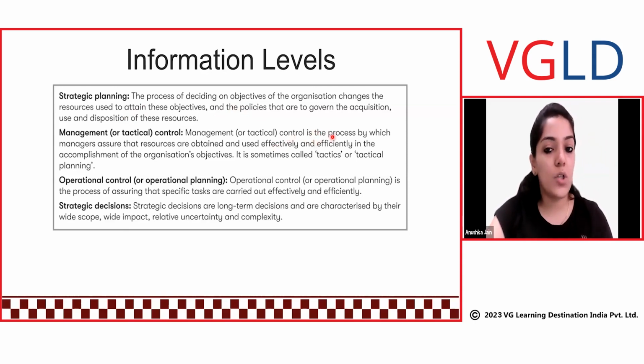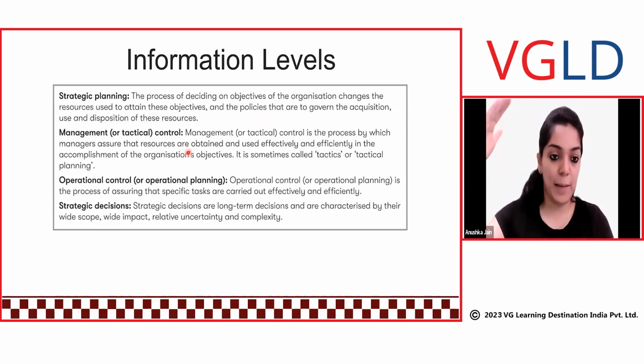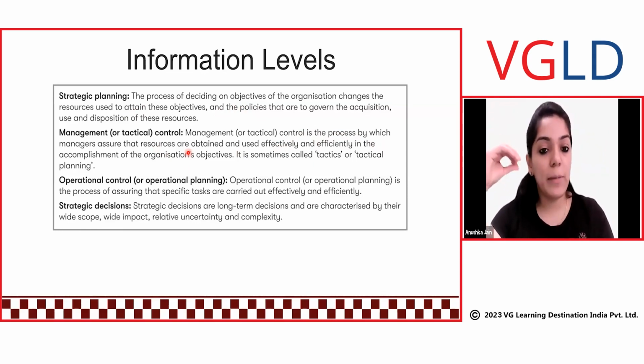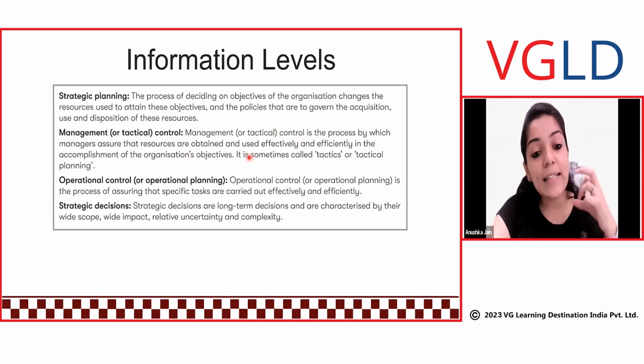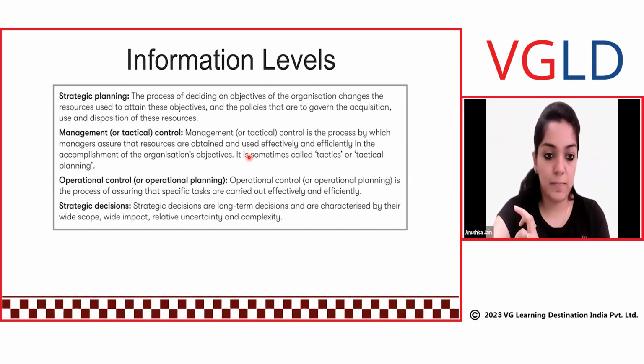Management control or tactical control is the process by which managers assure that resources are obtained. See, people at the top are saying how much resources will be needed. What are the objectives which these resources need to fulfill? That level of thinking is happening. The middle level management will be concerned about ensuring that the resources are obtained and they are used in the best possible manner. It is sometimes called tactics or tactical planning. Tactics to achieve the objectives laid down by the strategic management.